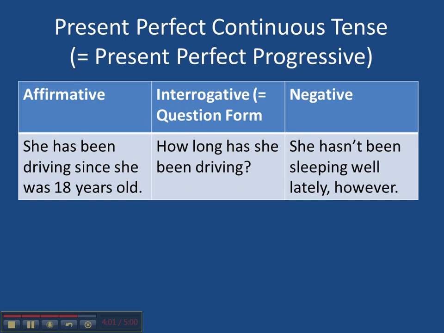Okay, the present perfect continuous has helping verb, has or have. Then it has past participle of the verb to be, which is been, and then the present participle of the main verb. And this is used to express something that began in the past and is still continuing in the present. How long has she been driving? She hasn't been sleeping well.